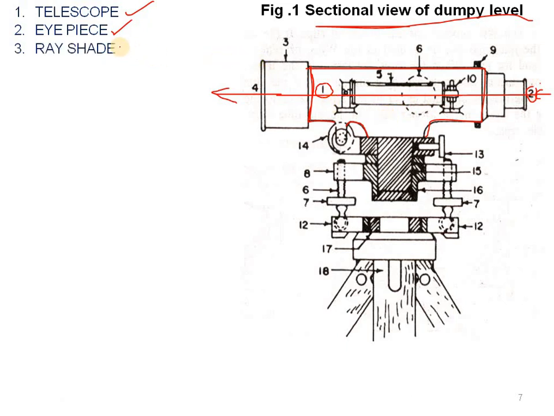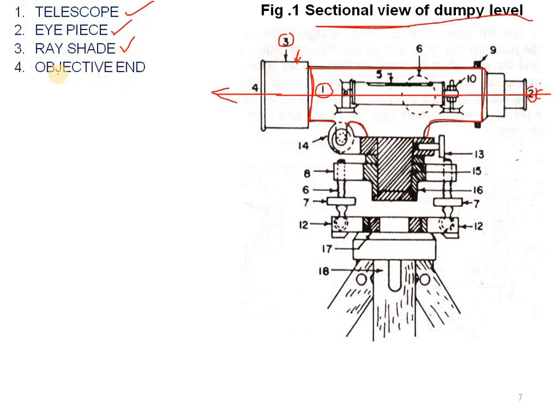And the third one is the ray shade. This is known as the ray shade. The ray shade is like an iron sheet. It is a protective sheet for the telescope. This is a protective sheet, round and thin, coated, made of galvanized sheet, and that is called the ray shade.